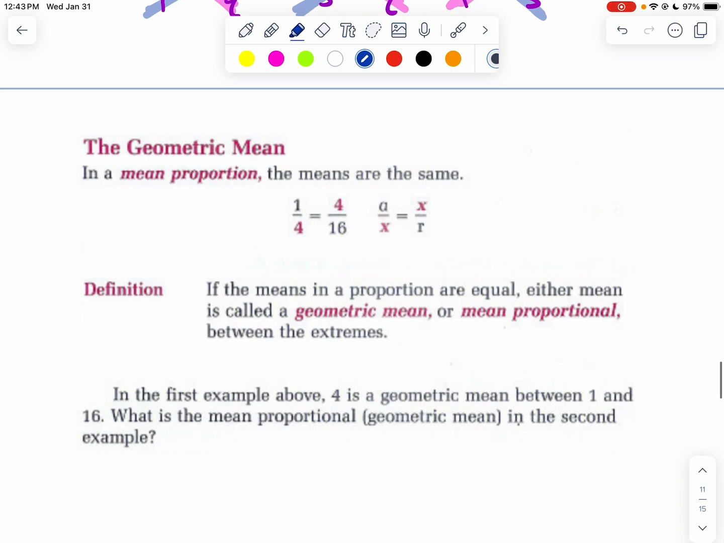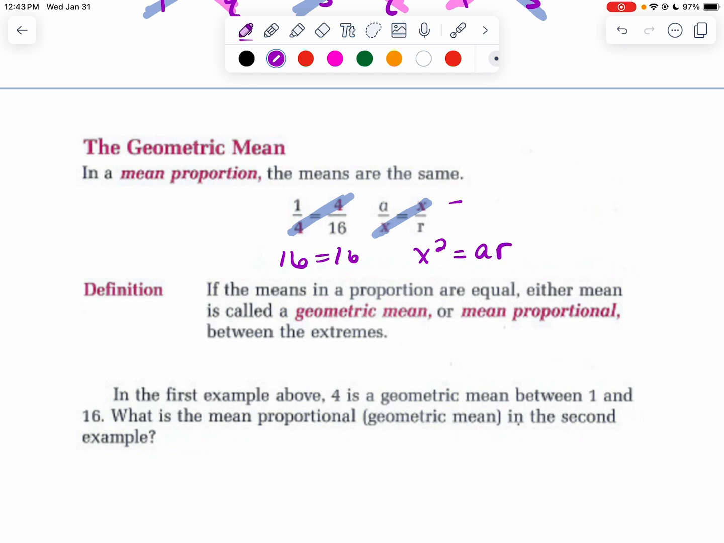Okay, so now here's where we get into some good stuff. The geometric mean. In a mean proportion, the means are the same. Here my means are the same. Here my means are the same. Okay, if I cross multiply this, we get 16 equals 16. Here we get x squared equals a times r.